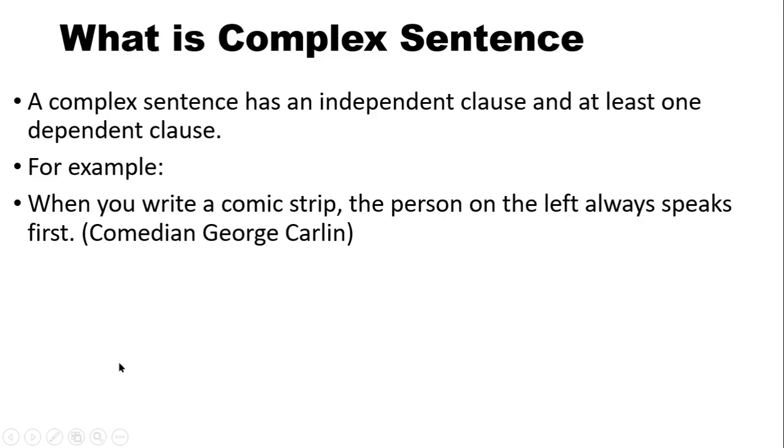So this clause is totally dependent on this clause, another clause. The person on the left always speaks first. So this clause is an independent clause. To express the meaning, this clause doesn't need any other clause. Okay, so this is an independent clause. But when we talk about the first clause, this is totally a dependent clause. I mean, this clause is not completed without the other clause. So that's why this is a complex sentence.